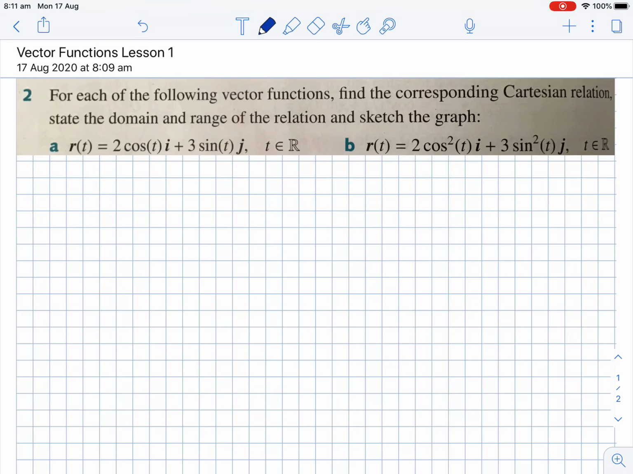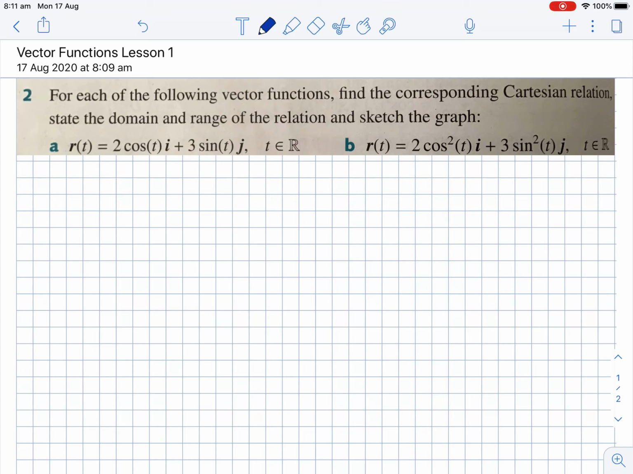Okay, so this video is going to start looking at vector functions and creating a Cartesian equation for a function that's given in terms of t. So we're going to do some questions straight from the textbook here. We're going to look at question 2a, and in these questions we have to find the corresponding Cartesian relation. That's basically find the Cartesian equation in terms of y and x, and state the domain and range of the relation and sketch the graph.